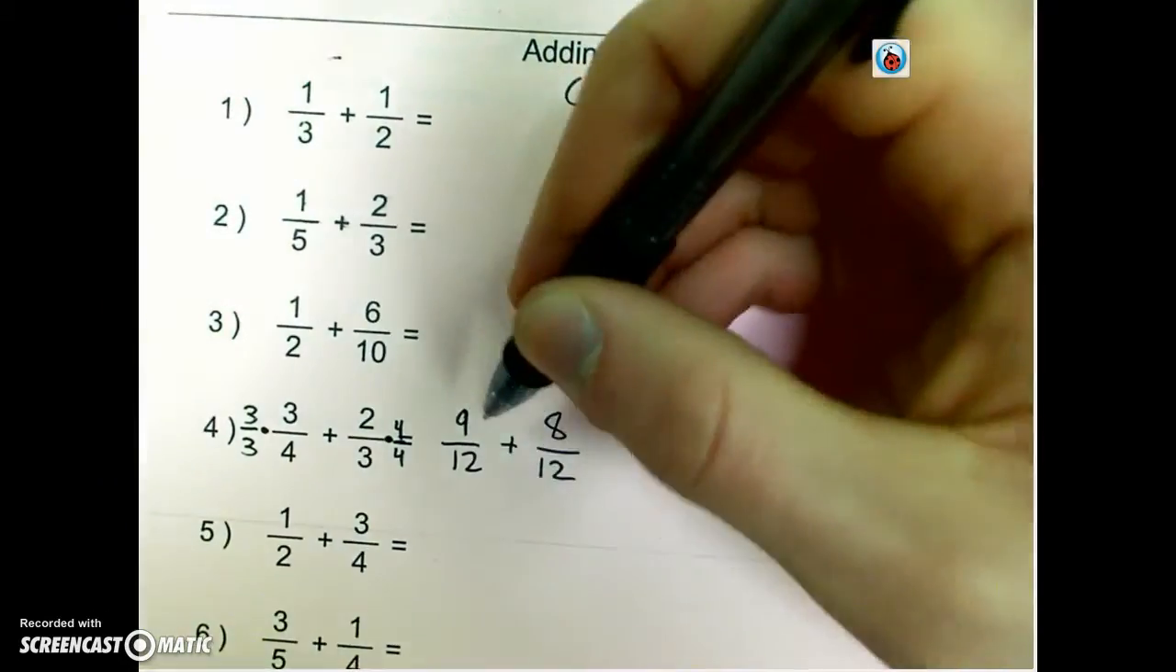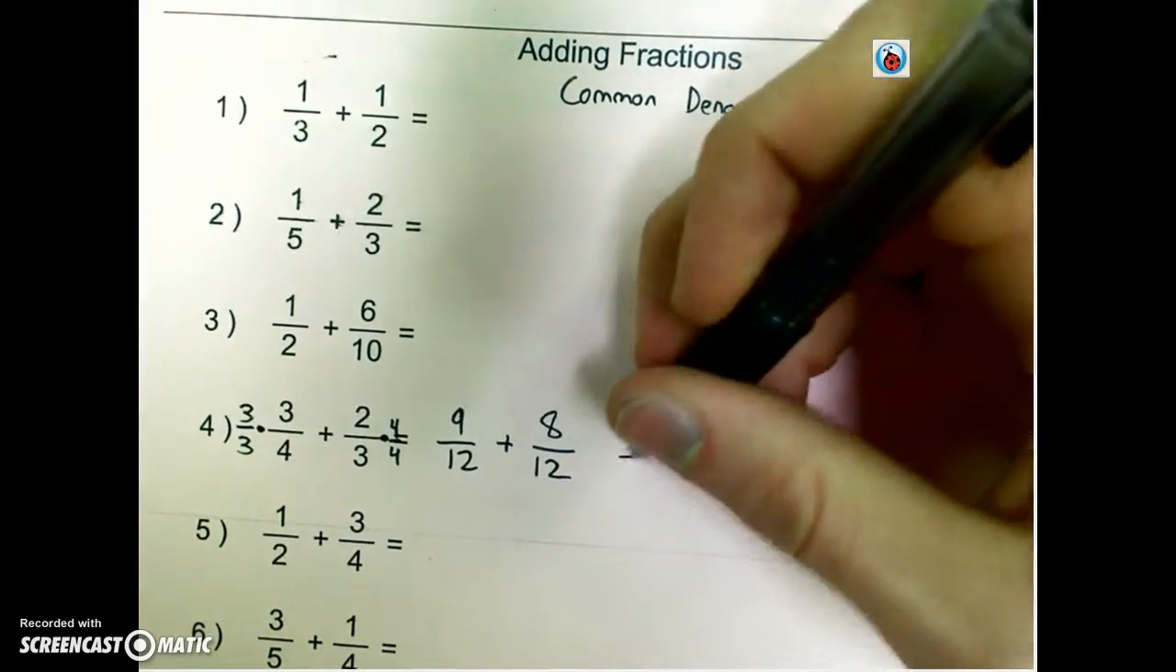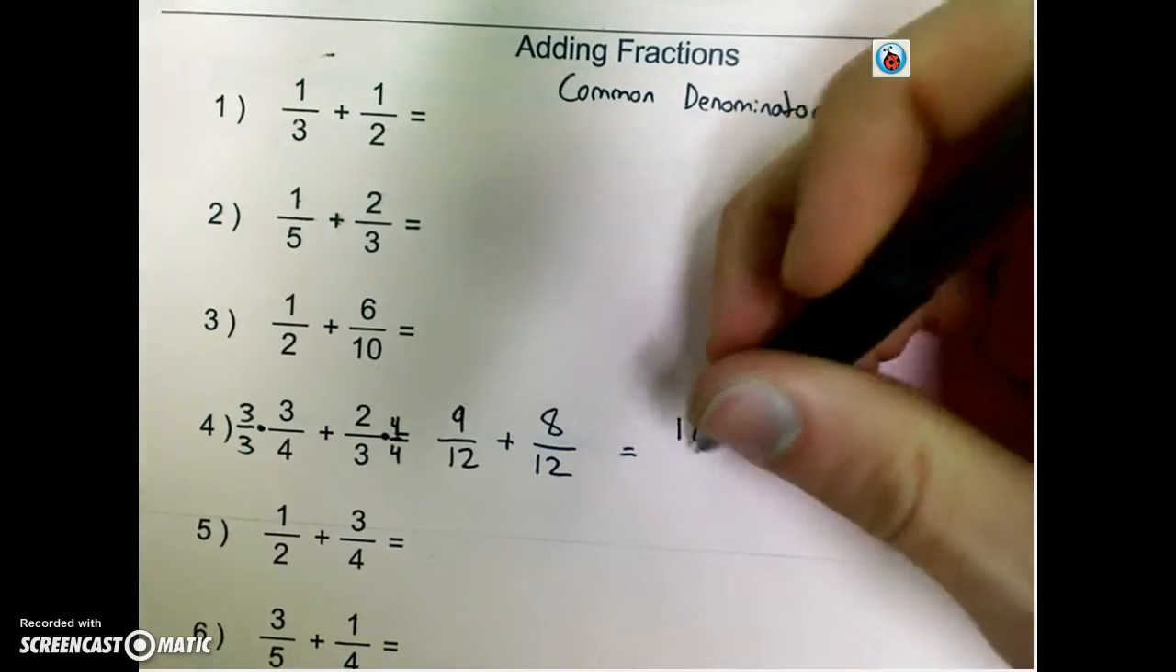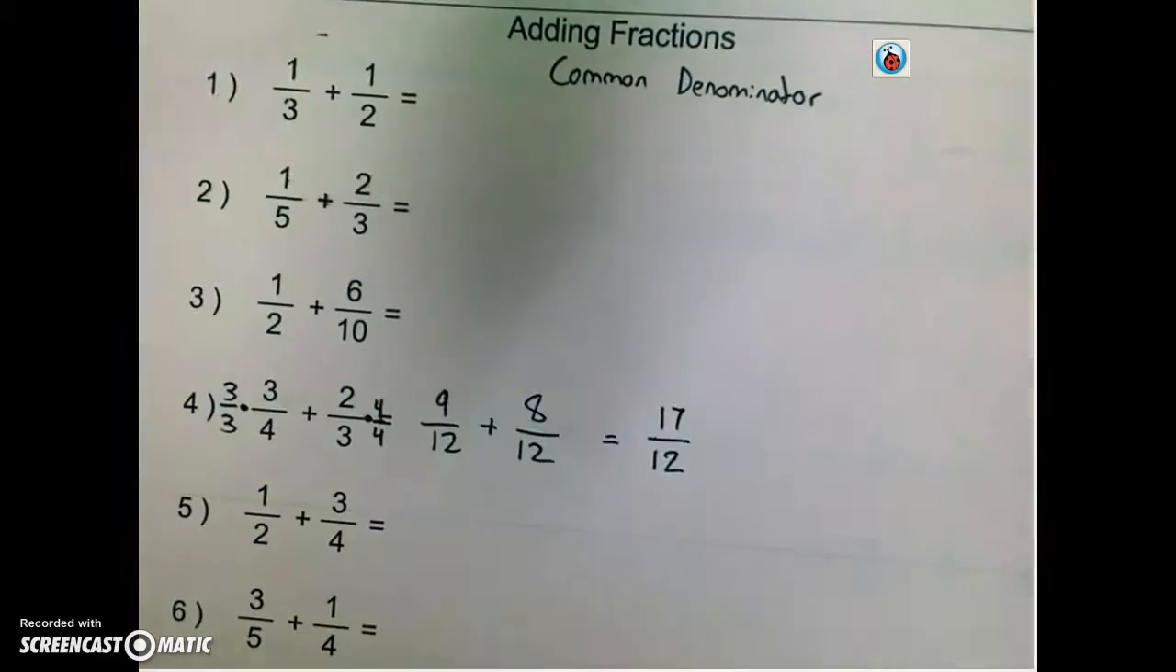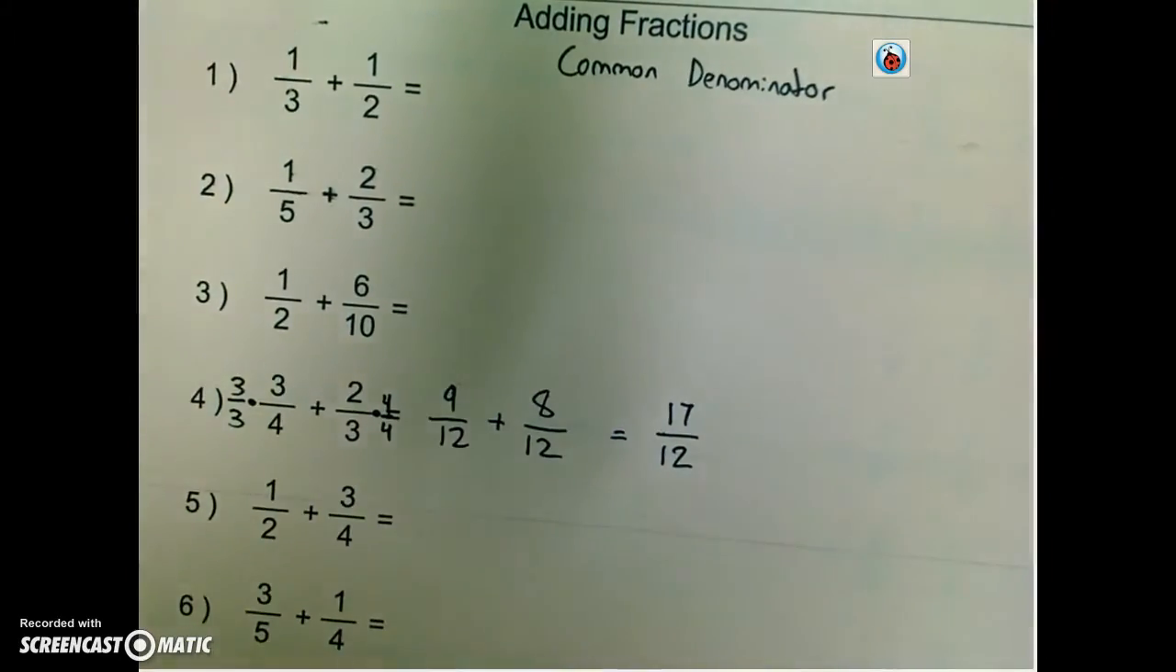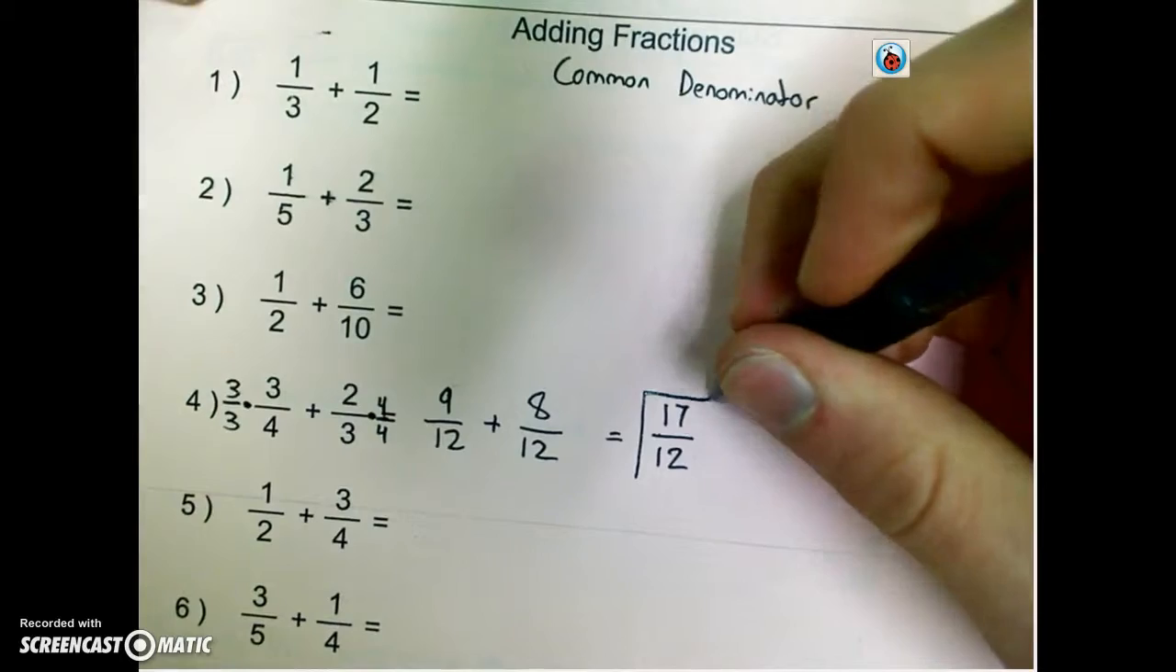Now, when I add fractions, we only add the numerator. So this is going to give us a 17 over 12. Now, will I turn this into a mixed number? No, do not. Leave it right.